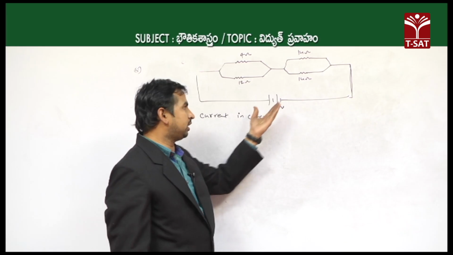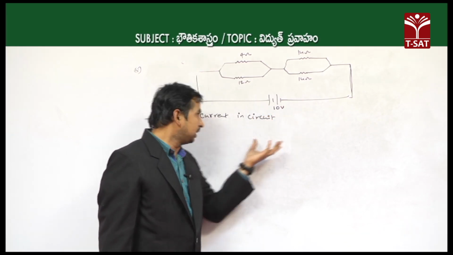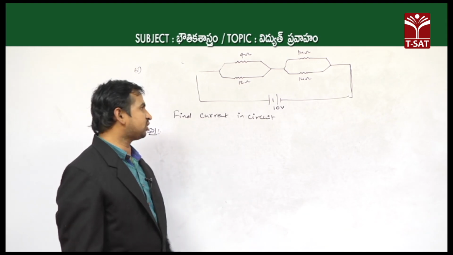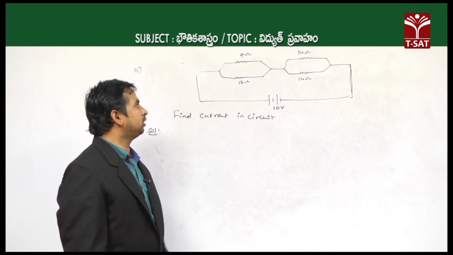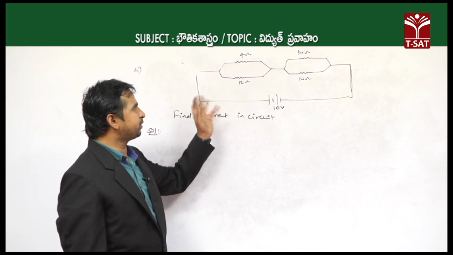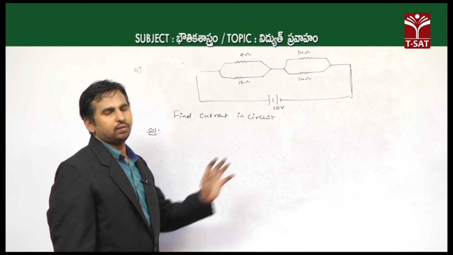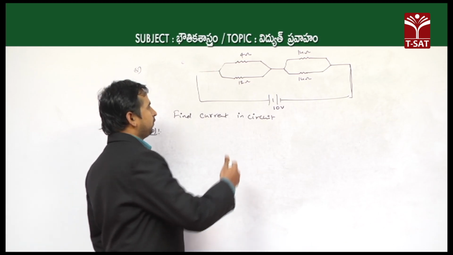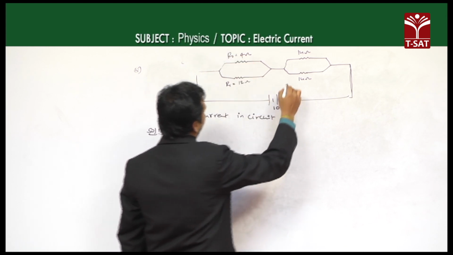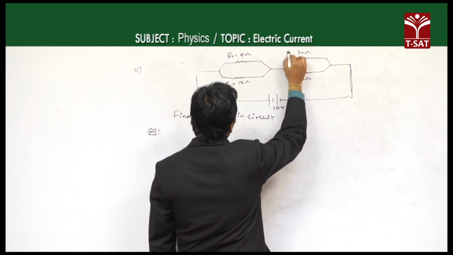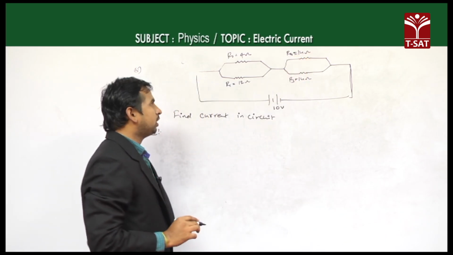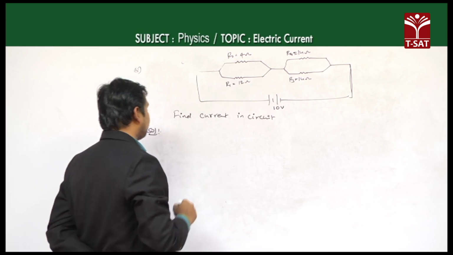And here the voltage we are using is 10 volts, and what we have to find is the current in the circuit. Now, for these types of problems, at first we have to calculate the equivalent resistance of the 12 ohms and 4 ohms, which are connected in parallel. Let us suppose this resistance is R1, this is R2, this is R3 and this is R4.